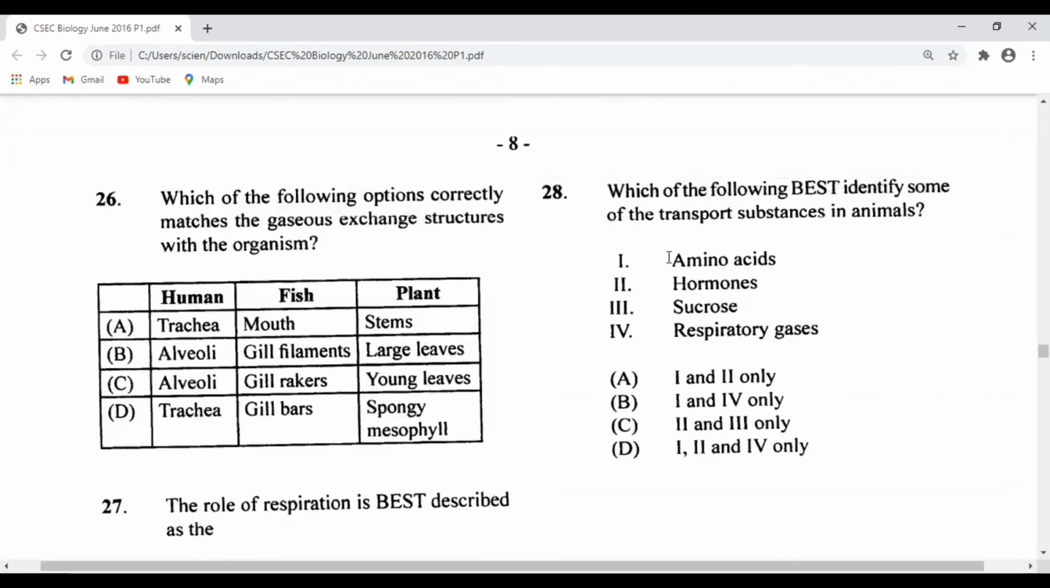28. Which of the following best identifies some of the transport substances in animals? All right, so we have to know what are some of the substances that are transported in animals. So we have amino acids, hormones, sucrose, respiratory gases. I would say everything except 3, sucrose. We don't transport sucrose. So that's 1, 2, and 4, and that's D.